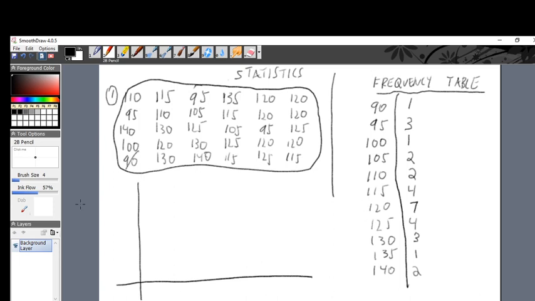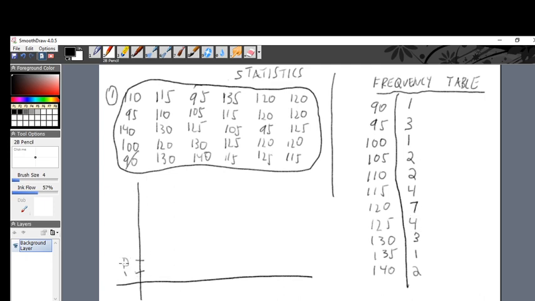So what is the smallest number that occurs over here on the frequency? What are the numbers of how much they occur? The smallest is 1. And then what's the highest? The next thing you should look for is the highest, which is 7. So we need something going from 1 to 7.